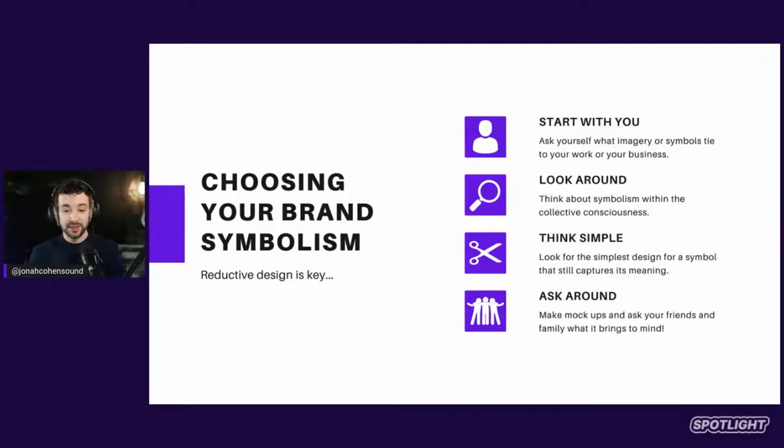Think about symbolism within the collective consciousness. It's super common. I see early creators start picking really niche symbolism. And although that can be good because it communicates very directly to your audience exactly what you're doing, you also want to think about what imagery and symbolism is already out there in the collective consciousness. What do we all see and immediately get an idea?